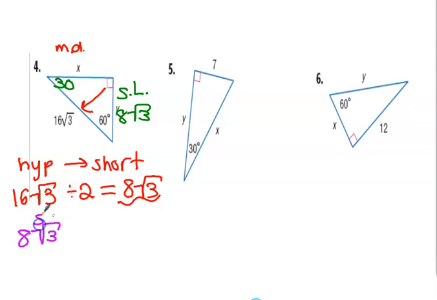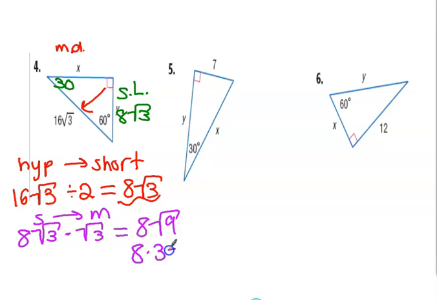So I've got 8 root 3 for my short leg. Now to go from the short to the middle, I'm making it bigger, so I'm multiplying it by root 3. Root 3 times root 3 is 3, so 8 times 3 is 24. So 24 is my middle leg.